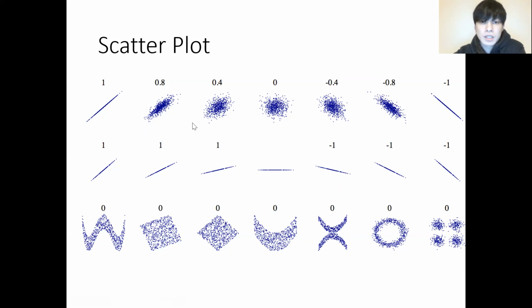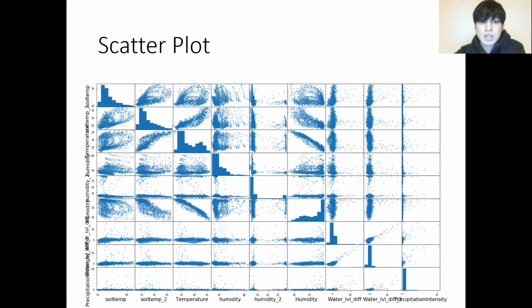This picture here shows you the rough correlation between two attributes if the scatter plot shows a certain trend. In this case, for our data, I do the scatter plot for all the attributes. For example, the soil temperature for sensor node 2, and then temperature. This one is the ambient temperature, and then the humidity 2, and so on.